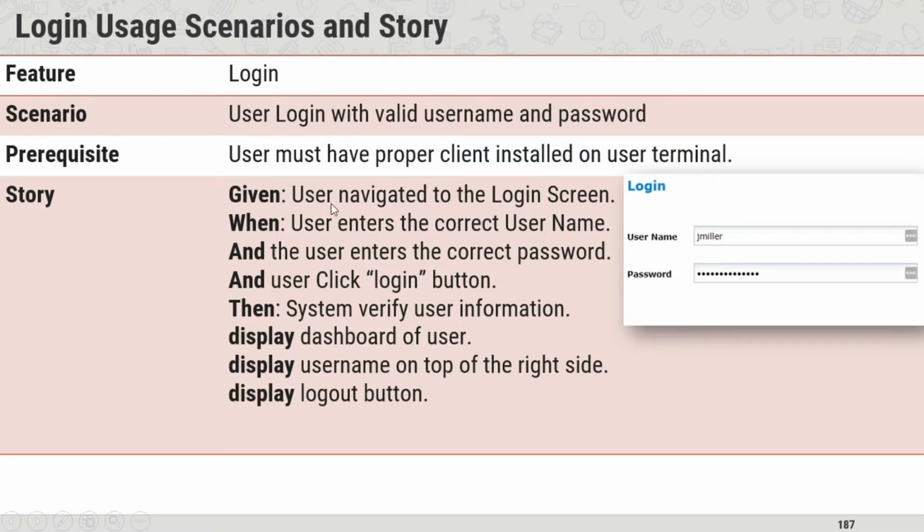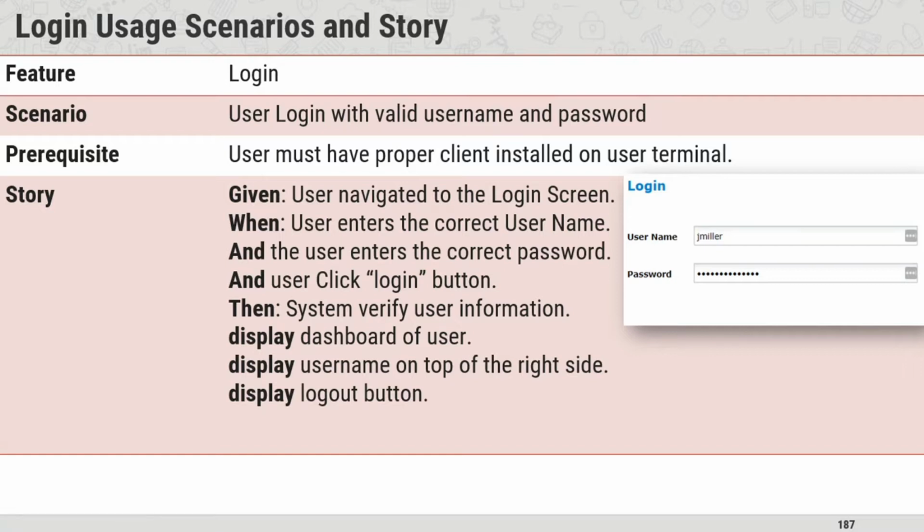So given that the user navigates to the login screen, then the user enters the correct username, correct password, then clicks on the login button. The system verifies this user information and displays the dashboard of the user. So whatever dashboard you are having for the user, that will be displayed along with the username on the top right side. And there could be a logout button. So this happens when you perform a successful login.